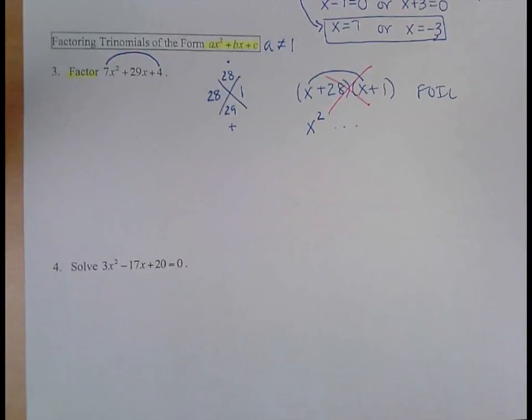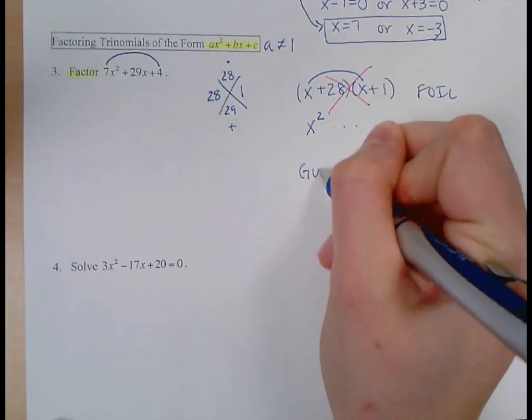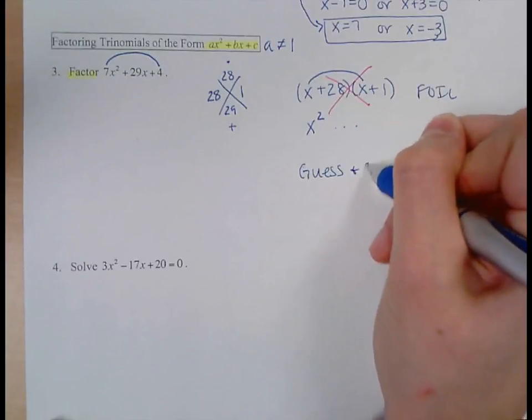Now, there's really 2 methods you can use to factor this. One method, and however you factor it, it's up to you. I do not care. I just want you to be able to factor it. One method you could use is just literally the guess and check method.